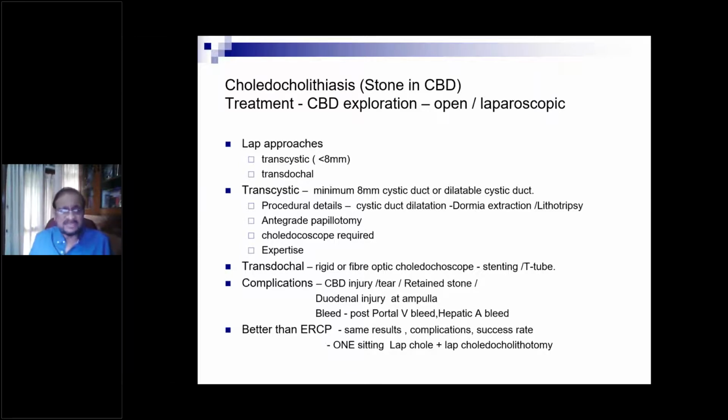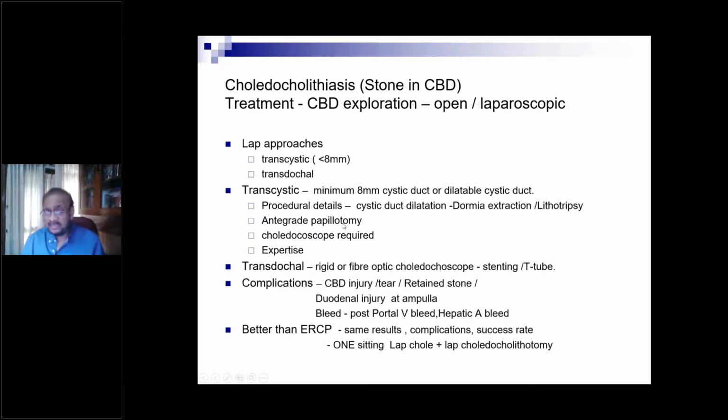Right. So transcystic, minimum 8 millimeter, I told you, dilatable. Procedural details: just short cystic dilatation done. Then you can go ahead and put in a choledocoscope, put in a Dormia, extract it, or do a lithotripsy at that point along with the choledocoscope, and that is the end of it. In addition, you can also do antegrade papillotomy.